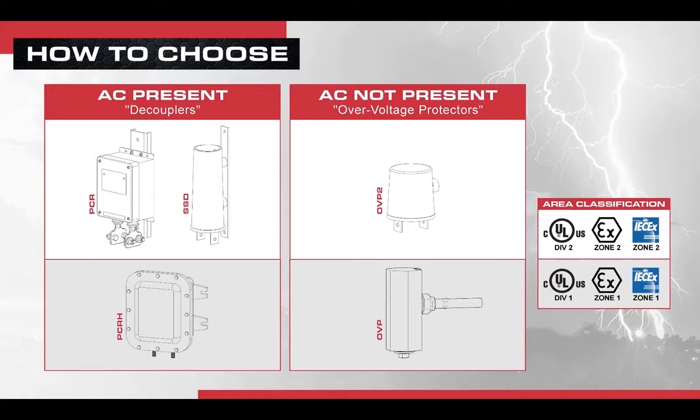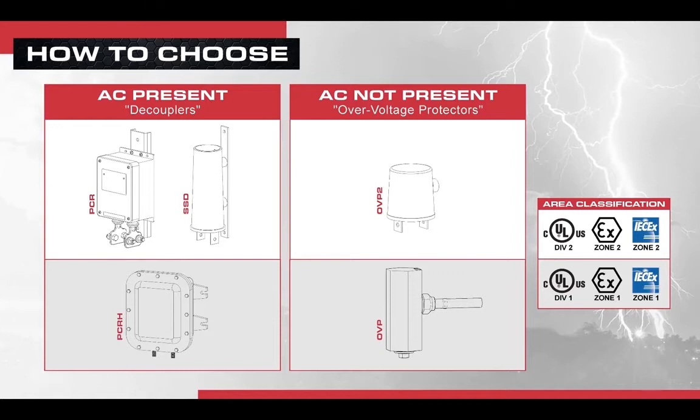So taking that Class 1 Div 1 or Zone 1 location, if there's no AC present and never will be, then you could look at an OVP. That's an over voltage protector. It has the casing for hazardous locations, and that would be that second column with the OVP. If any level of AC is present and it's a Class 1 Div 1 or Zone 1 location, then you truly need a PCR-H. That's a polarization cell replacement for hazardous location. That's the decoupler that is needed at that location.